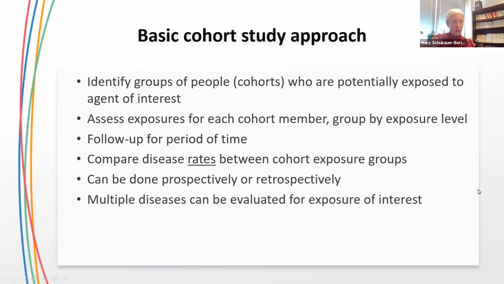So the basic approach to a cohort study that you all learned in Epi 101 is that a cohort allows you to identify groups of people, cohorts, who are potentially exposed at different levels, ideally, to the agent of interest. Exposures are assessed for each cohort member, and they're grouped by exposure level. They're followed up for a period of time, and disease rates are compared between the cohort exposure groups using some of the rate methodology that I described earlier.